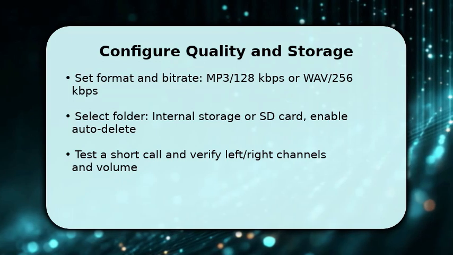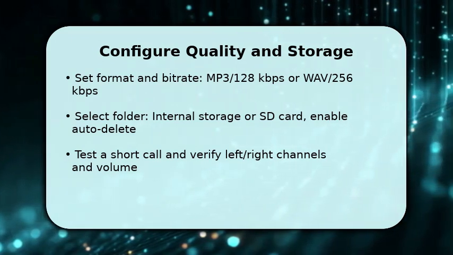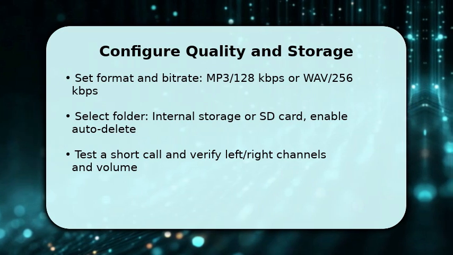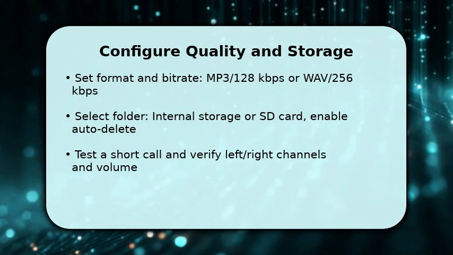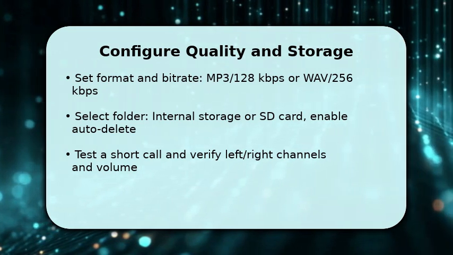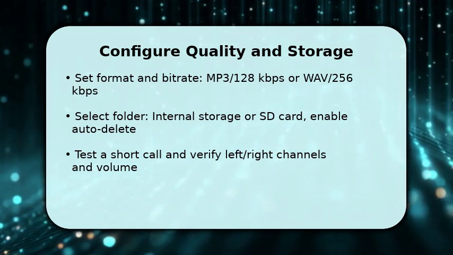Next, you fine-tune how recordings are saved and where, because storage and format determine file size and compatibility. Choose MP3 at 128 kbps for smaller files, or WAV at higher bitrate for clearer audio. Then point recordings to internal or SD storage and enable auto-delete rules to manage space.